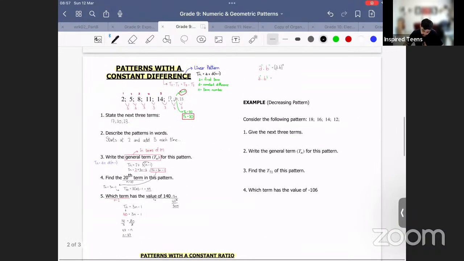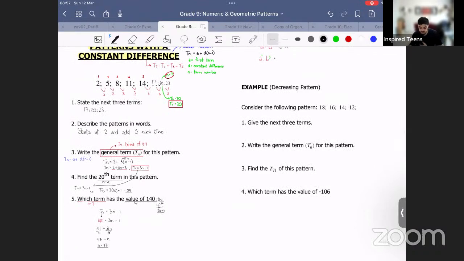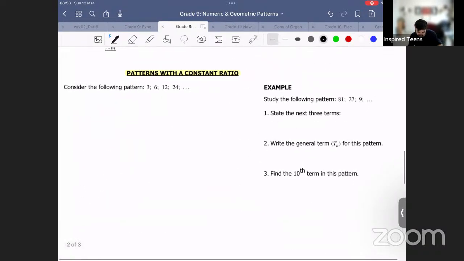Unfortunately we have to end there. We couldn't get through to decreasing pattern as well as constant ratio. But what I'll do is write out the formulas for constant ratio and you can follow the same logic, and you should be okay. If you guys have any issues before your exams, just message me. I will try my best to get your messages. I know I have a few messages that I haven't responded to, but yeah.